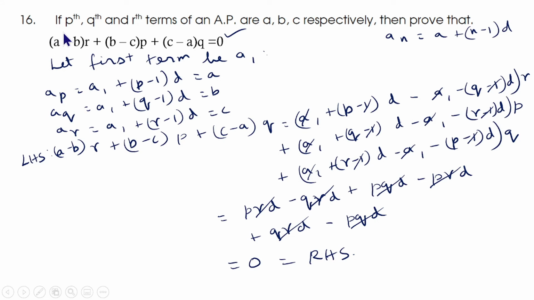So here it is given pth, qth and rth terms are A, B and C. We have to prove that this expression is equal to 0. So using the formula An is equal to A plus n minus 1 into D, we have taken the first term as A1. So AP will be A1 plus P minus 1 into D and this is given as A. AQ is A1 plus Q minus 1 into D and this is given as B. AR is A1 plus R minus 1 into D and this is given as C. If we take the left hand side and when we simplify, we get it is equal to 0.